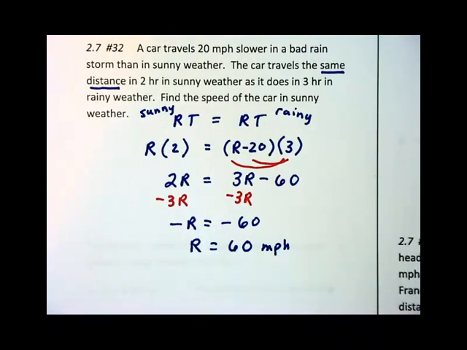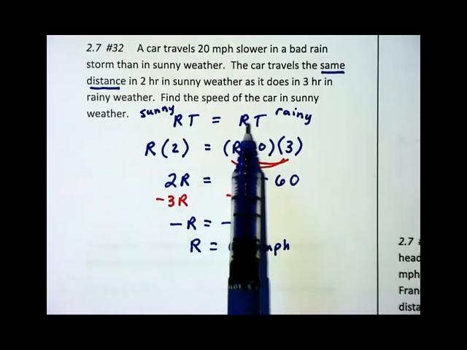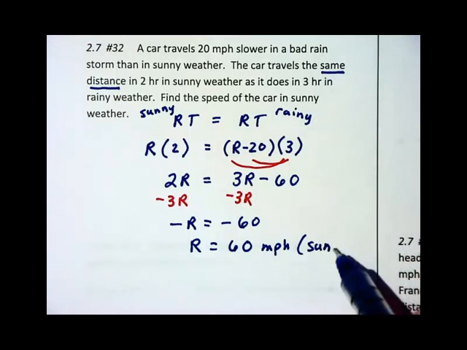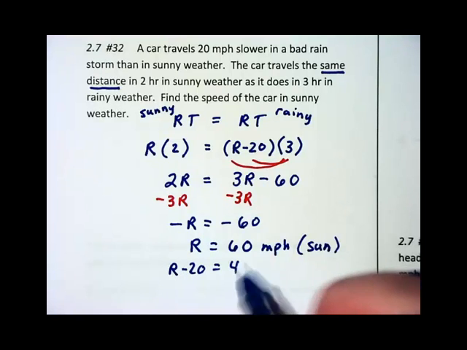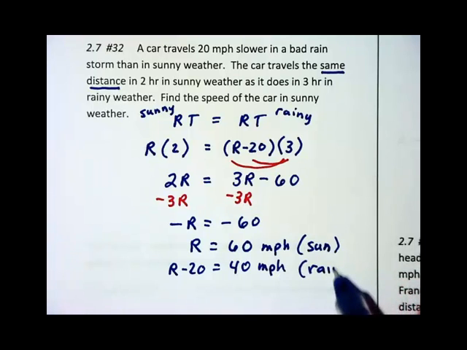And I'm going to look back at how I've arranged things. The r was the sunny weather. The r minus 20 was the rainy weather. So this is 60 miles an hour in the sun. And then the r minus 20 will be 40 miles per hour. And that will be in the rain. And there we're done. Look at how easy that was.